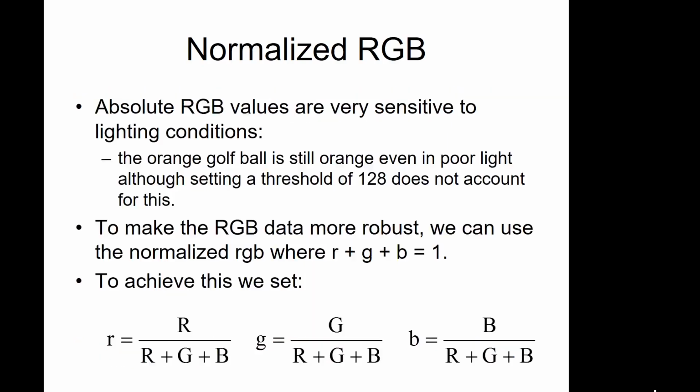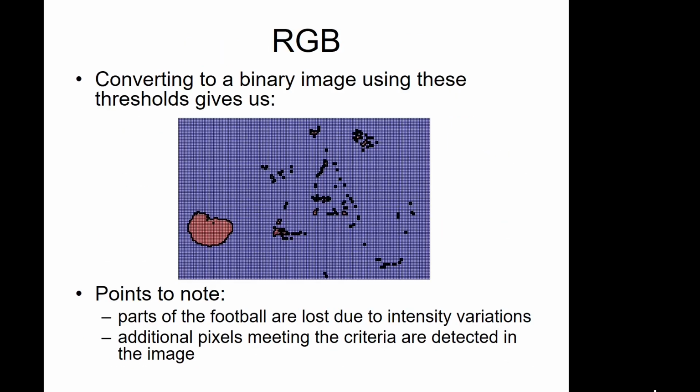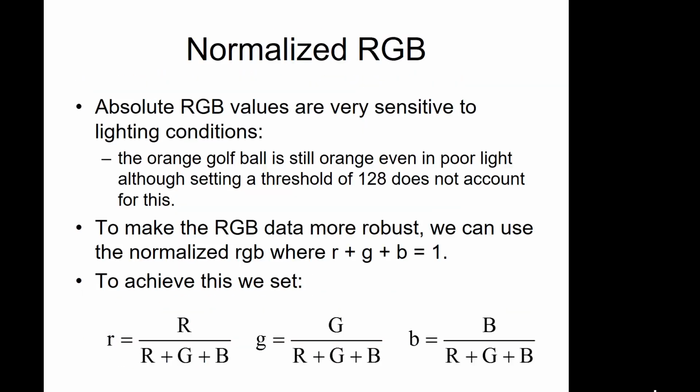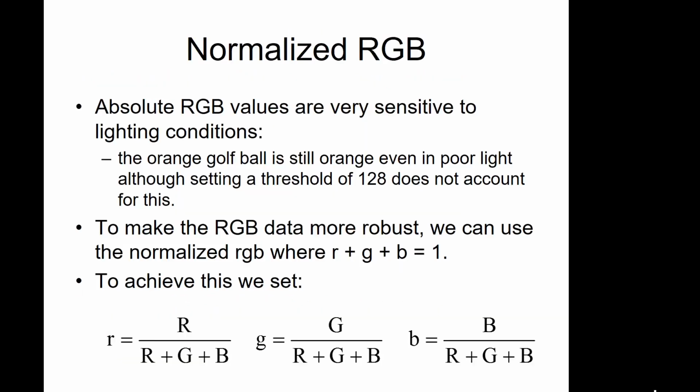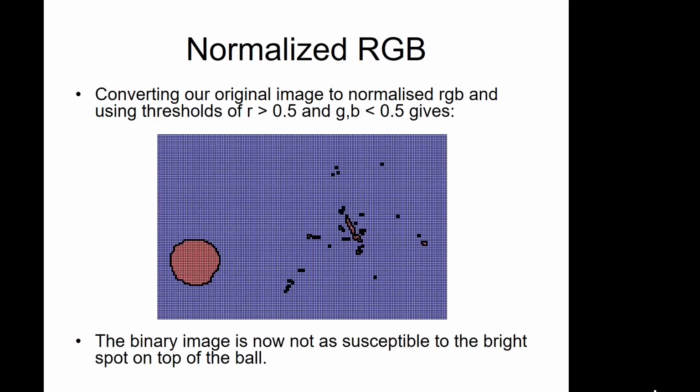So if you go back, that was just using our standard RGB. If we use normalized RGB, the image improves. And again, we can do a similar thing, find the center of area, and then get the robot to go to that position.